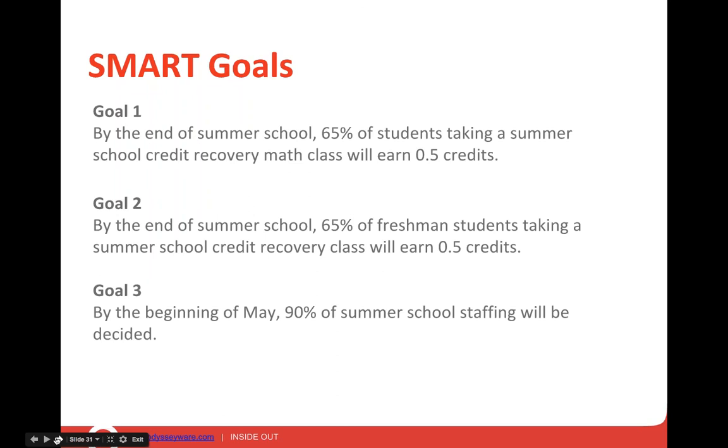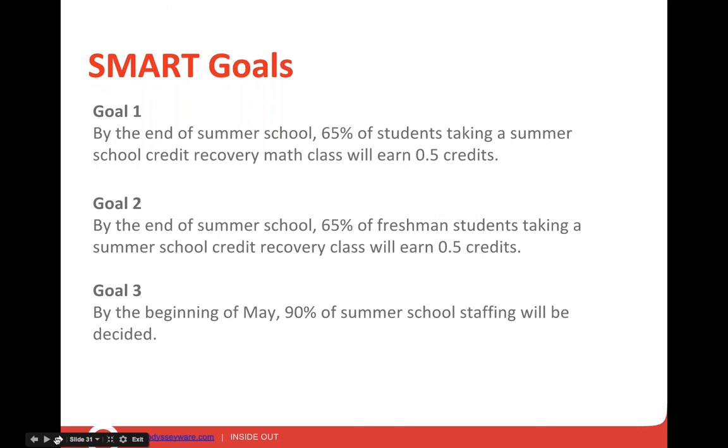So we have some SMART goals written up. Goal 1: by the end of summer school, 65% of students taking a summer school credit recovery math class will earn 0.5 credits. So we want 65% of those kids to earn at least a semester's worth of math. Goal 2: by the end of summer school, 65% of freshman students taking a summer school credit recovery class will earn 0.5 credits. So we want the majority of our freshmen to earn at least one course worth of credits.